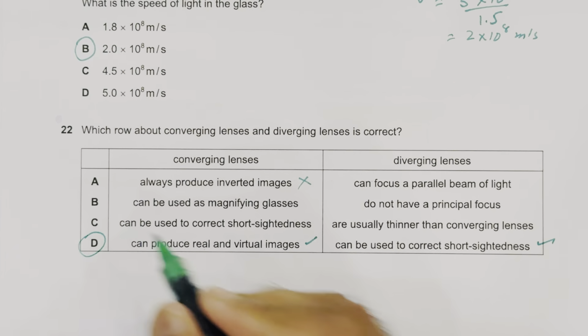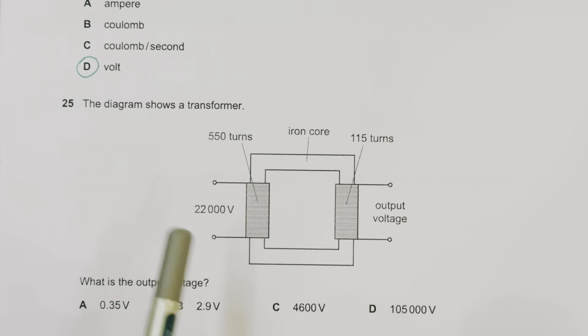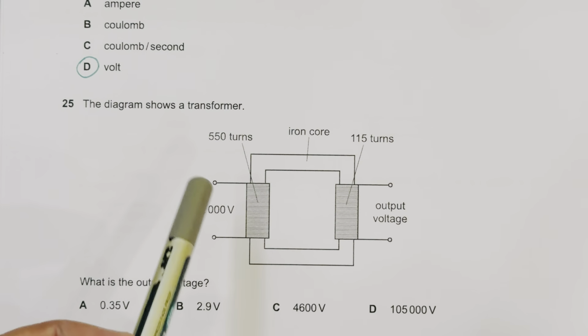Okay, the diagram shows a transformer. So now you can see the diagram shows a transformer. We have been given the values 550 and 220. This is the primary coil, then this is the secondary coil. You can see the number of turns is smaller, so this is a step down transformer. So we're going to use the formula Vp over Vs is equal to Np over Ns. We have to calculate the output voltage. It means we need to calculate the value of Vs.